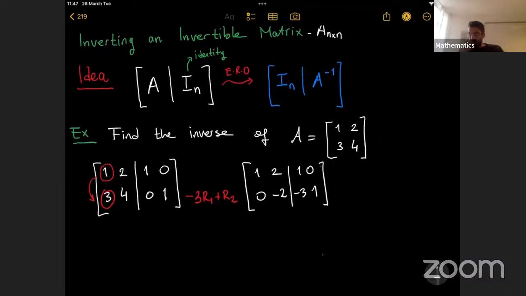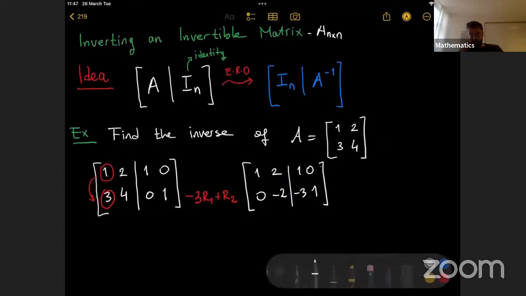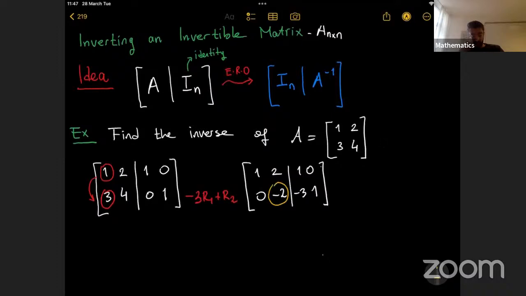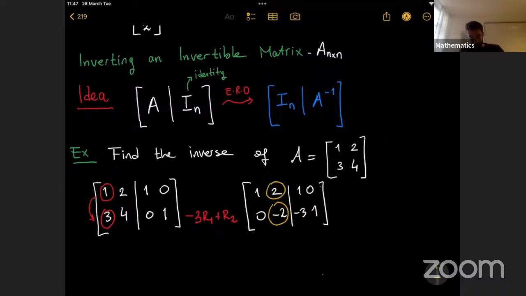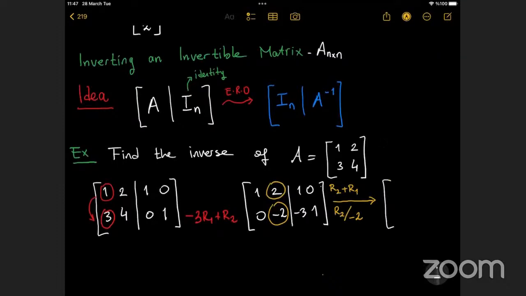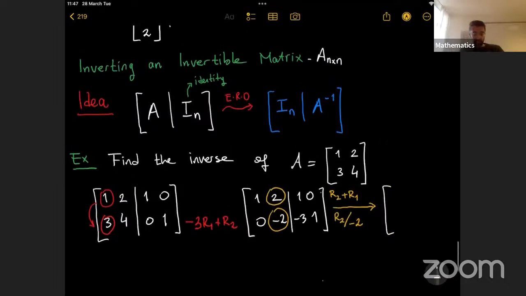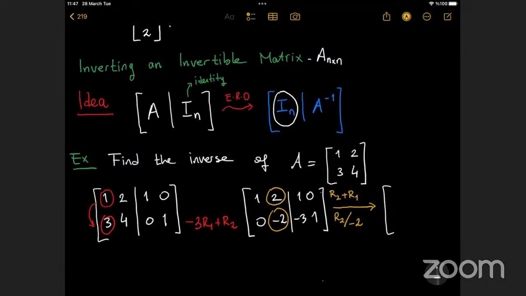All right, let's continue. Now we will make this term here 1, so you divide this by minus 2. At the same time, you can make this 0 by adding the second row to the first one. So it's going to be R2 plus R1 here, and R2 over minus 2. Do we need to make this 2 zero? Well, in principle, in REF, you don't, but here our purpose is to make this identity. If you are solving a system, you don't, but if you are finding the inverse, you need to.